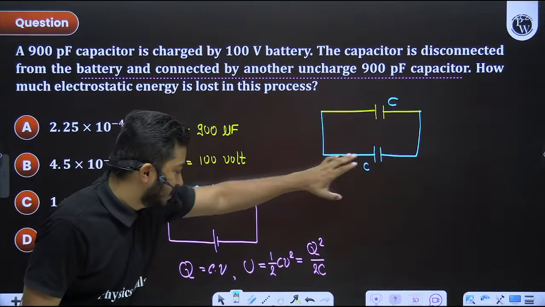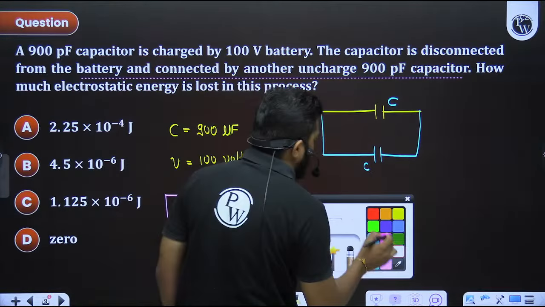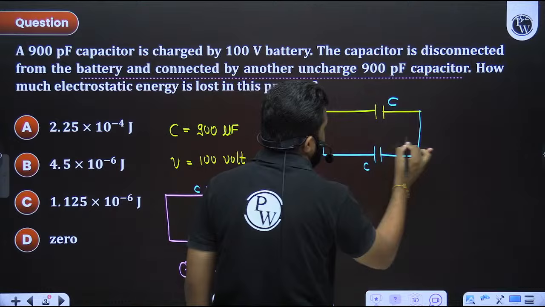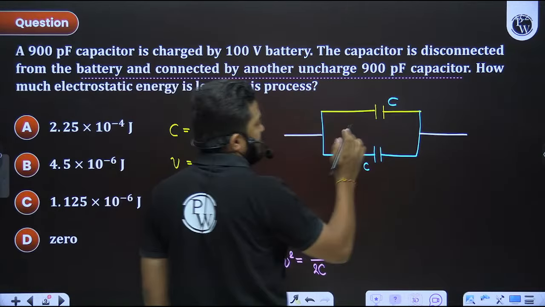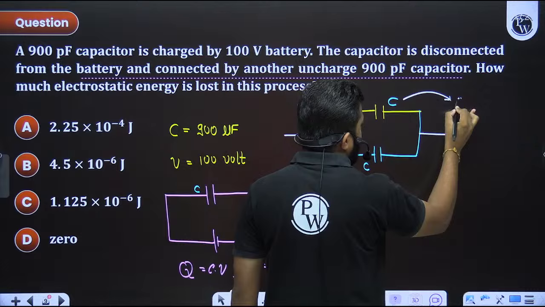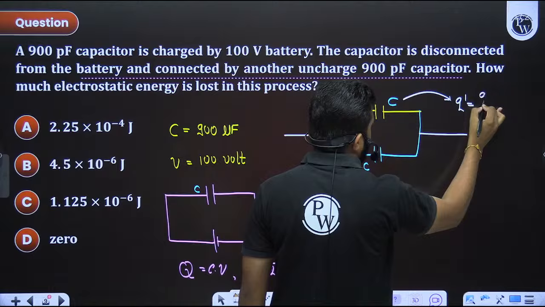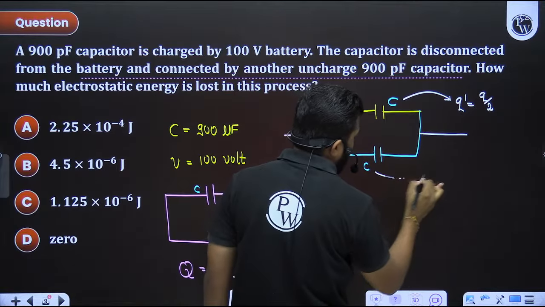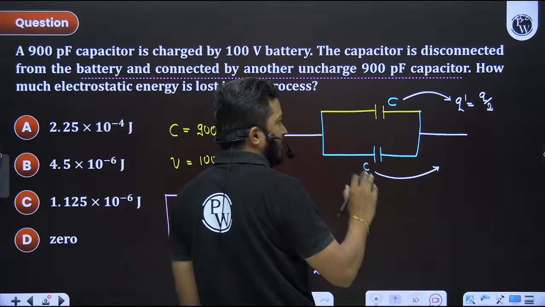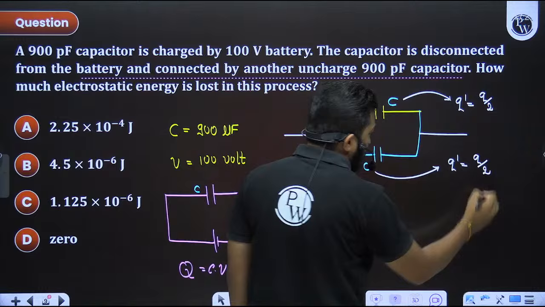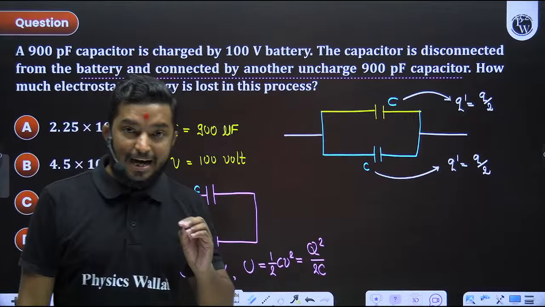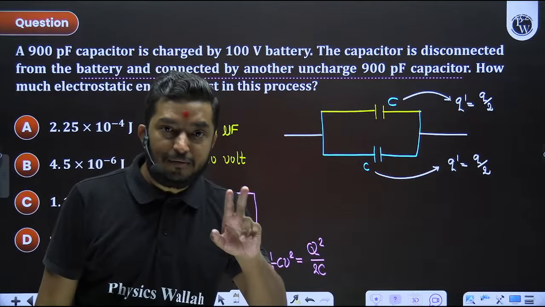And the reason is that the values of both capacitors are the same. So in the new condition, the initial capacitor has the new charge of Q by 2, and the new capacitor which we just connected in the circuit also has a charge equal to Q by 2. So the charge is distributed equally between the two capacitors.